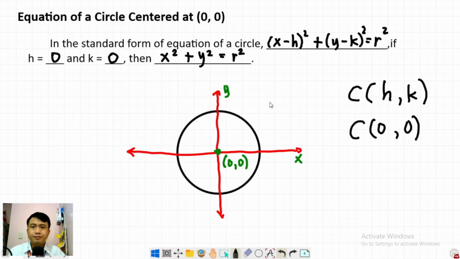Ganun lang po. So, this is the standard form of a circle if the center is (0, 0), or origin yung center. Ang ano lang natin dito is yung value ng r. Ito, fixed na yan, x squared plus y squared, fixed na po yan. Kung ano yung value ng r, dito tayo magkakaroon ng variation. But this one, fixed na po yan if centered po sa (0, 0) yung ating circle. Okay? So, ganun lang.